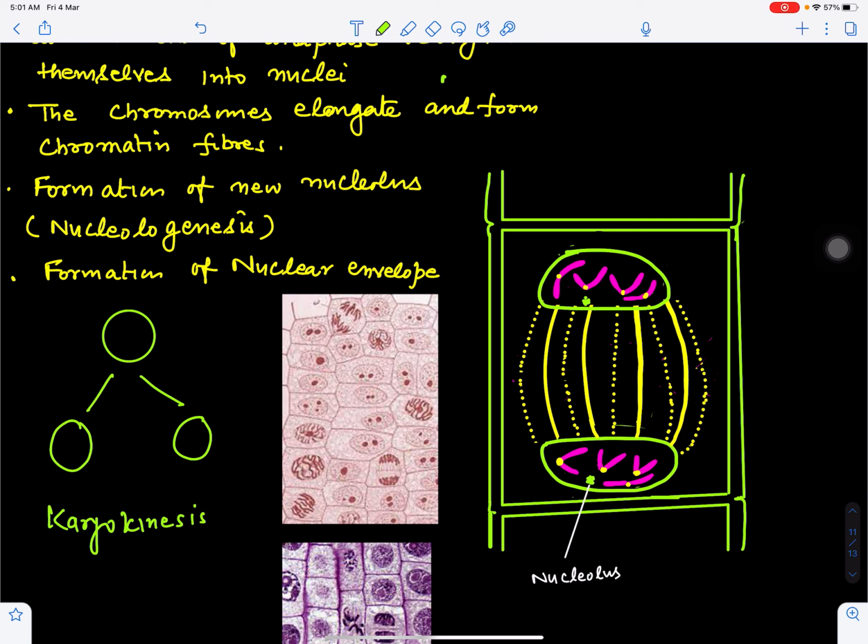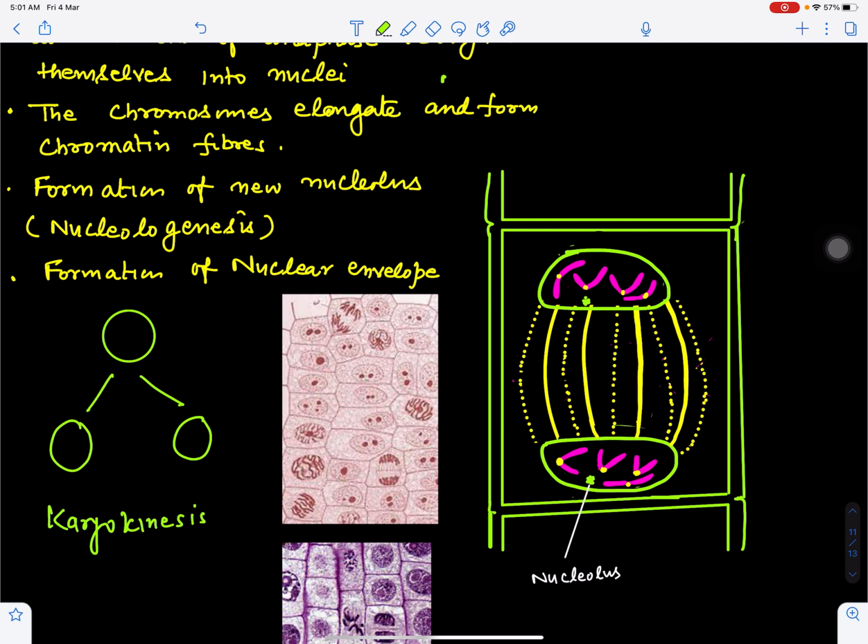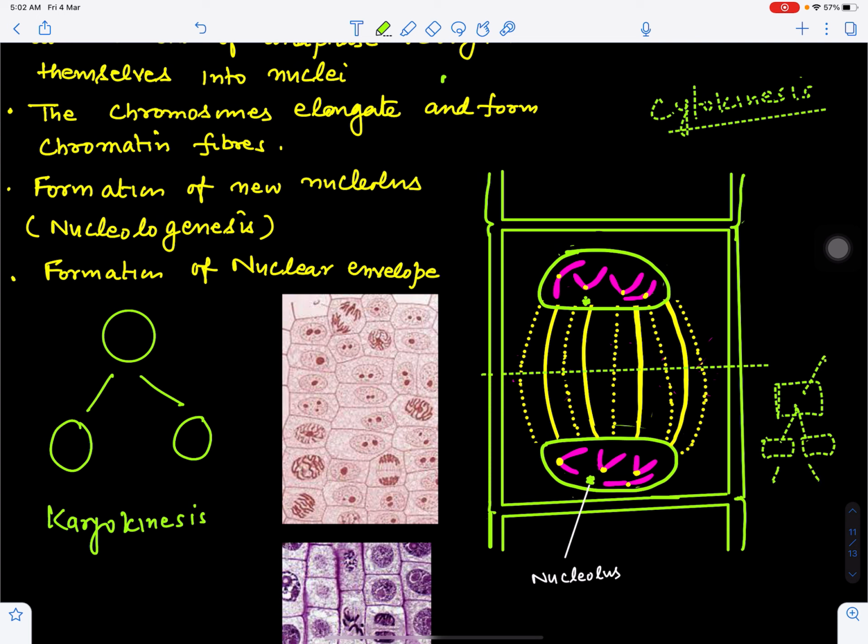Later on, the cytoplasm may divide. Now this may divide into two cells, and the cytoplasm divides. This is called cytokinesis. This we'll discuss in the next video. So one cell has divided into two cells, right? From one parent cell, two daughter cells have been produced, and the chromosome number remains fixed for a species. So these are various phases.